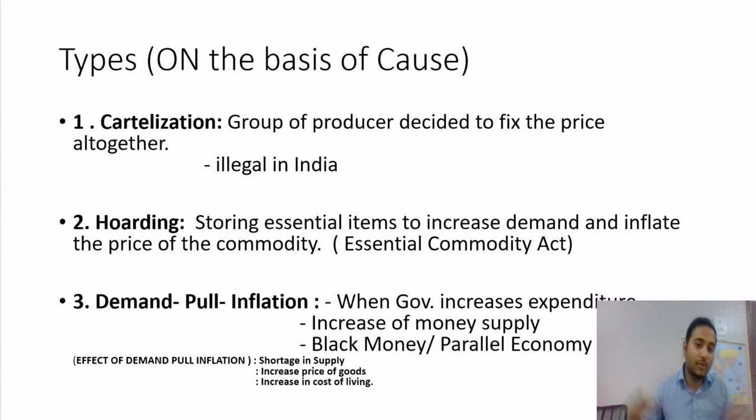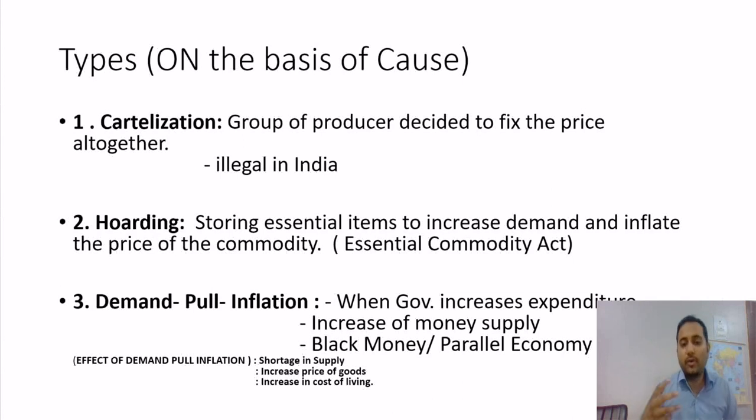But if we talk about the Indian market, guys, cartelization is illegal. You cannot form a cartel. We have the MRTP Act, Monopolies and Restrictive Trade Practices, that is MRTP. We have the CCA, that is the Competition Act of 2002, that prohibits formation of cartels.